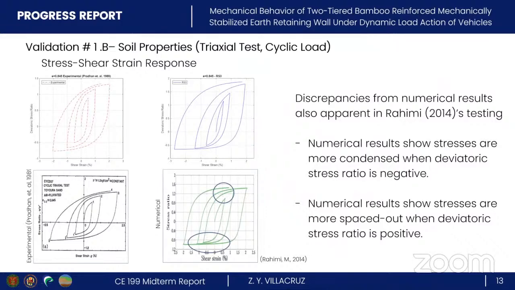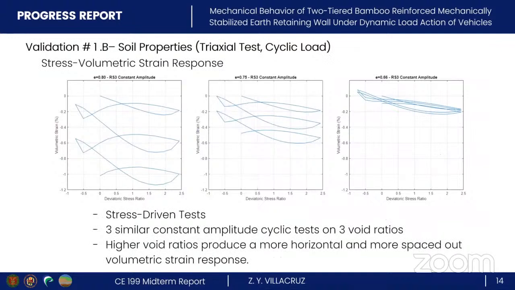The next test was a stress-driven test with constant amplitude, tested at three different void ratios. Graphed here is the volumetric strain against a deviatoric stress ratio. Higher void ratios produce a more horizontal curve, while lower void ratios have more overlapping between loops and occur at much more of an incline.